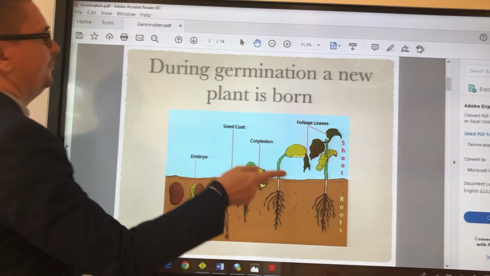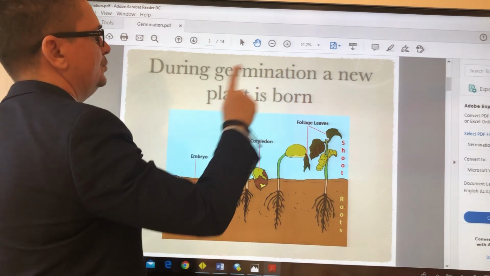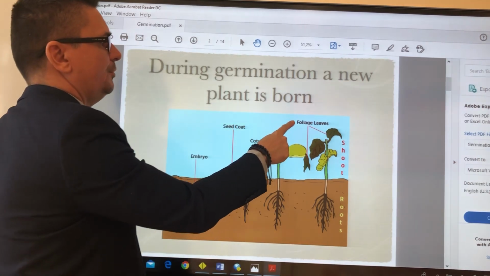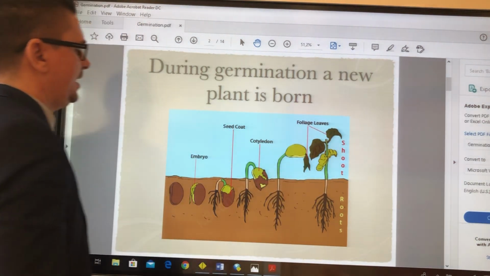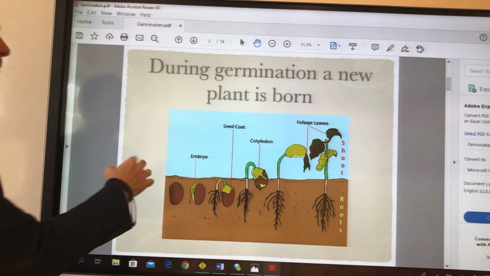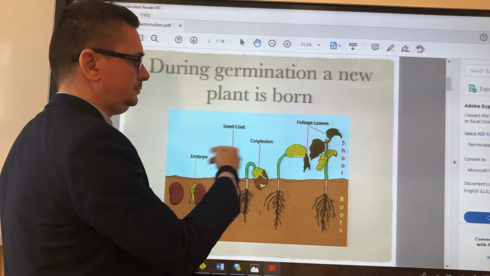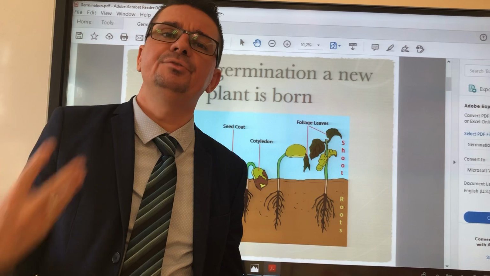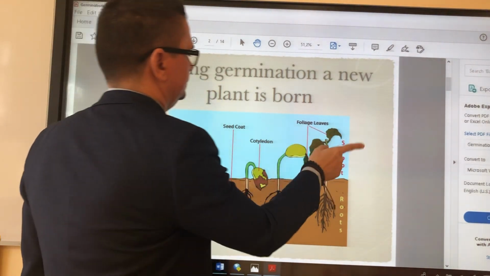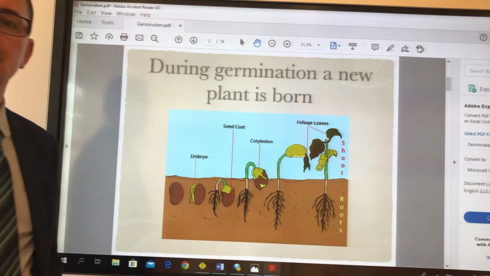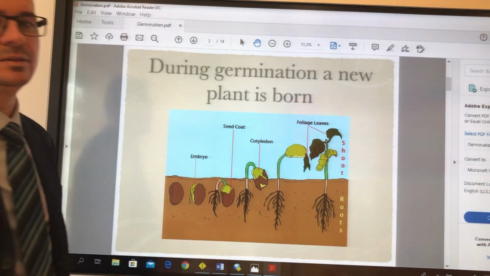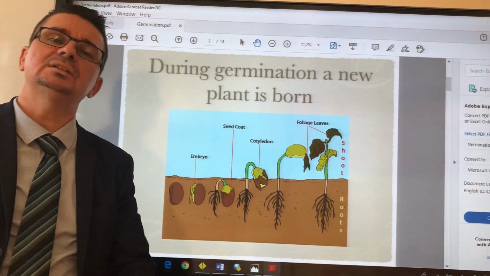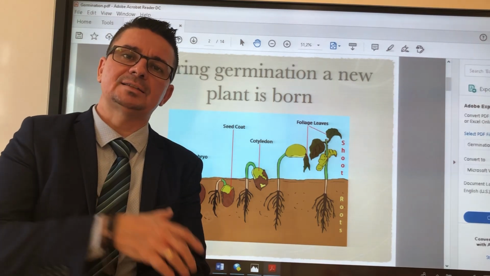Okay, so let's see the other phases, because during germination a new plant is born. Embryo, seed coat, cotyledon, foliage leaves, and the new plant is there. But which one is csíra? You can make a guess. Yeah, embryo. Which one has the food for the plant? Cotyledon, yes. The seed coat is just covering the seed, it's a kind of protection. And this is what we call germination. What is germination? Germination, csírázás.